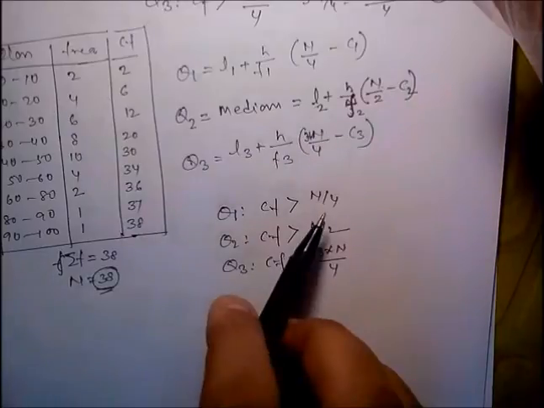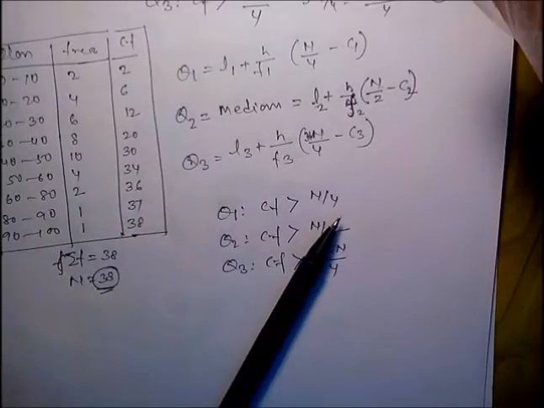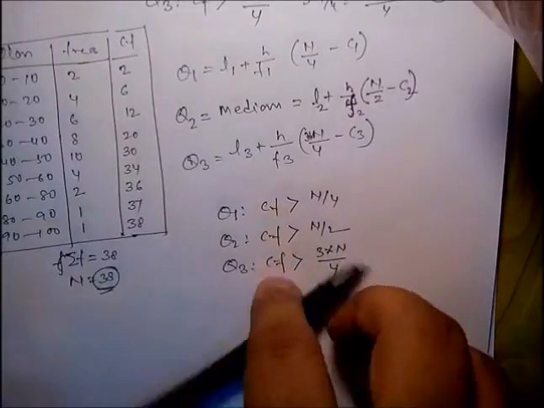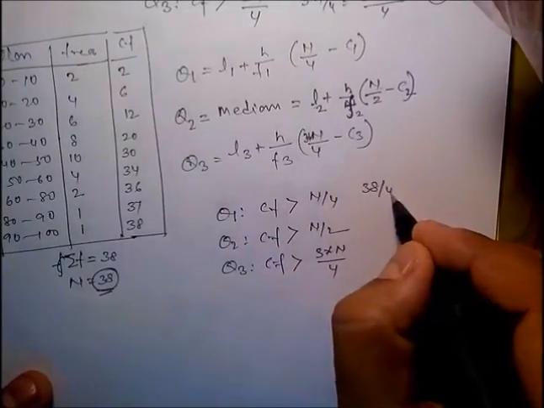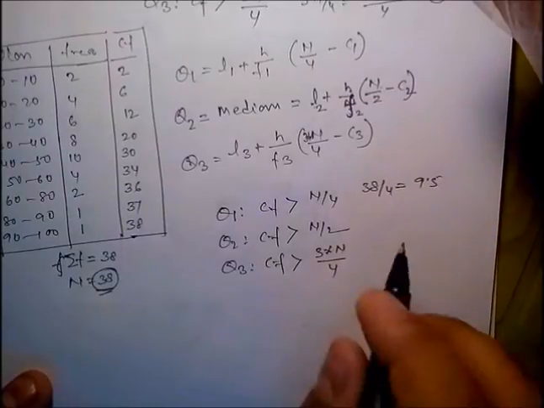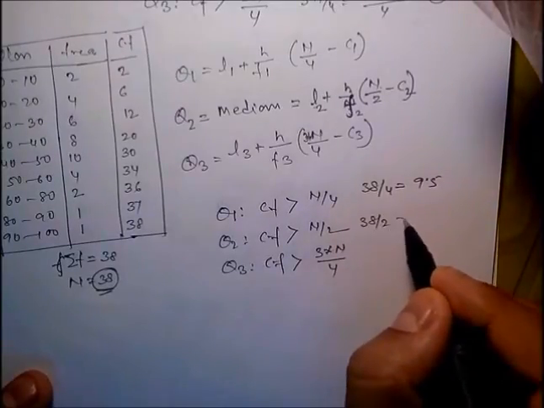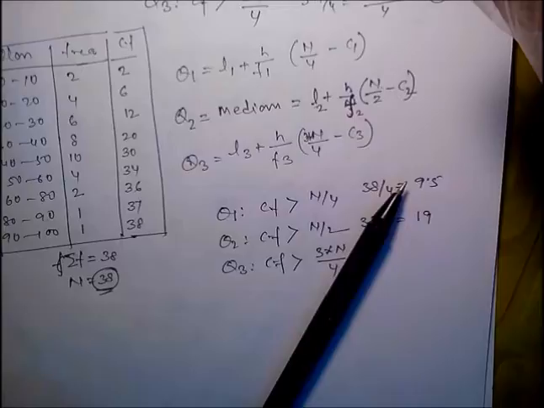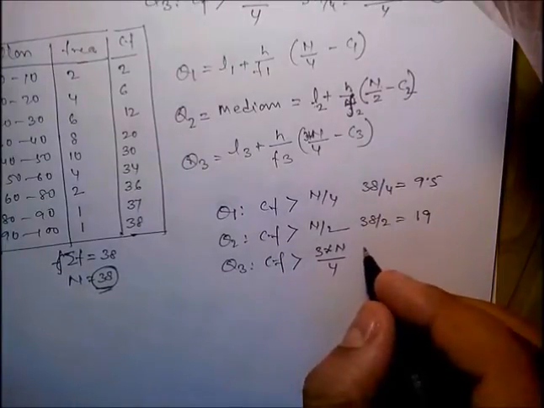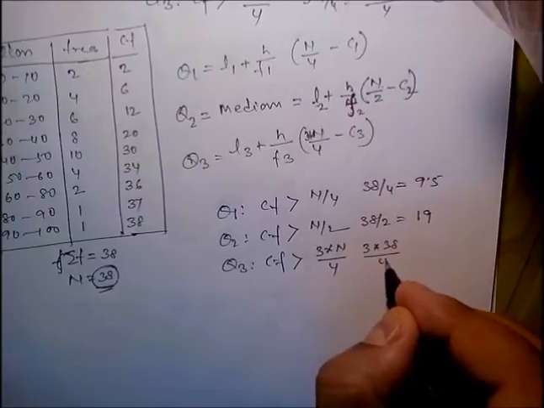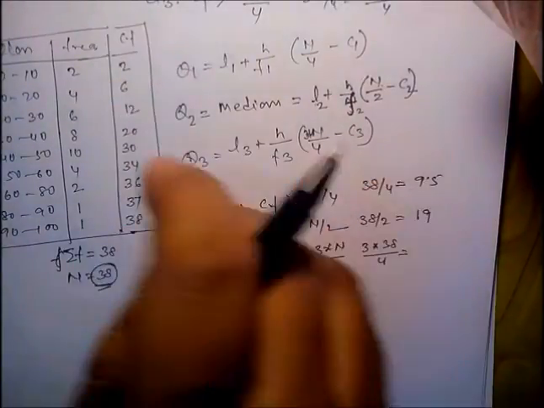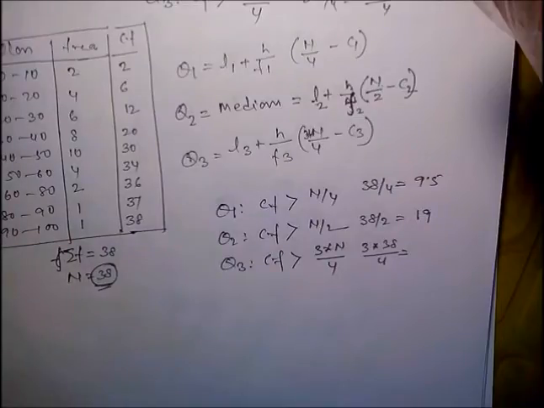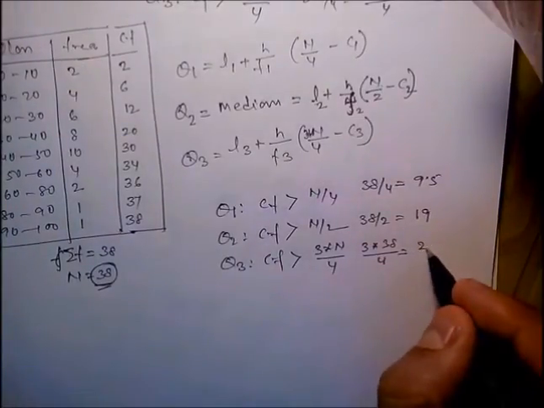Now, 38 by 4 is nothing but 9.5. Similarly, 38 by 2 is 19. And 38 into 3 divided by 4 is nothing but 28.5.